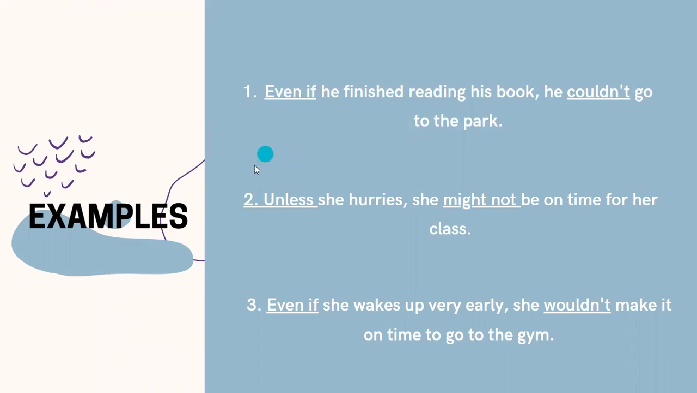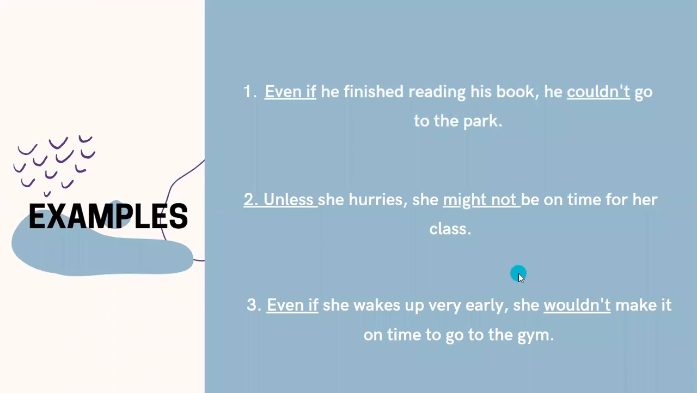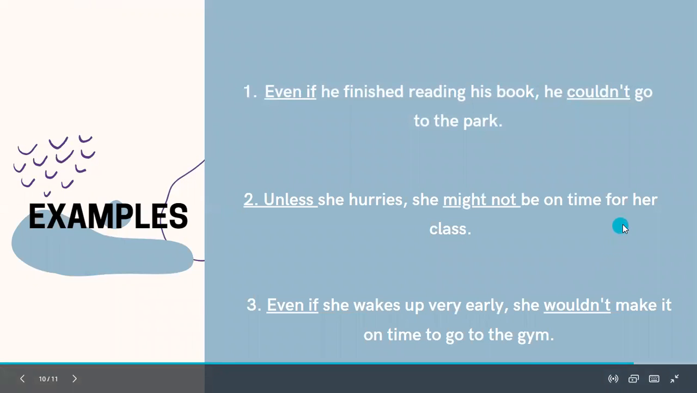Now let's go with unless. Unless she hurries, she might not be on time for her class. And finally, even if she woke up very early, she wouldn't make it on time to go to the gym.